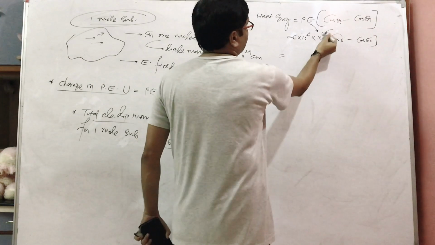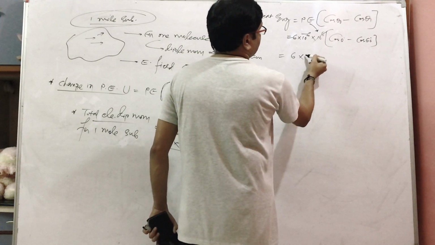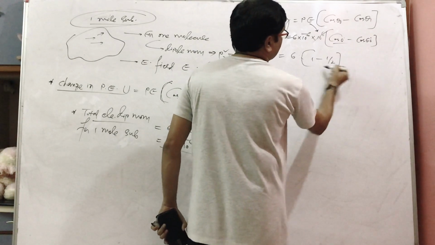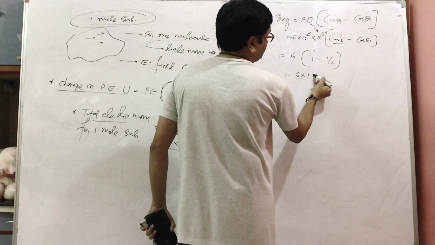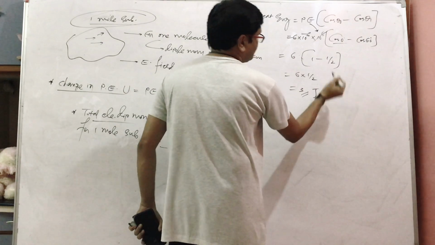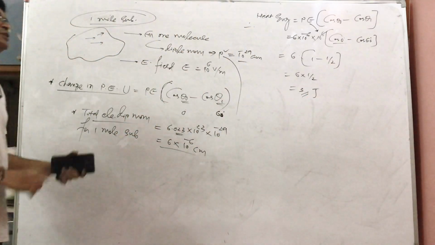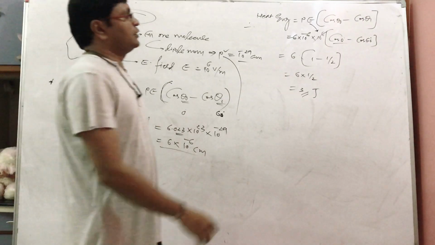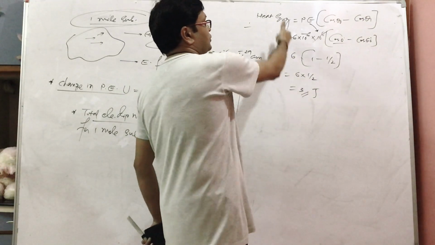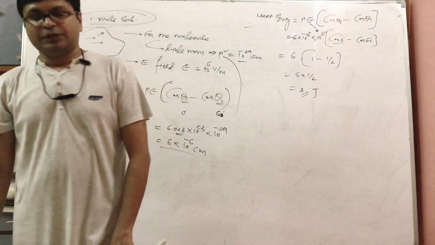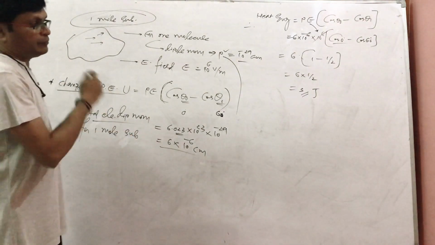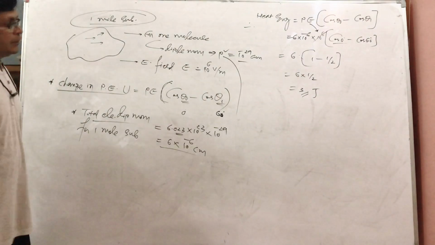If you simplify, minus 6 plus 6 cancel. And what is cos 0? It is 1, minus 1 half, that means 1 half. So obviously 3 joule. Whatever the change in potential energy, it is 3 joule, and this 3 joule is obtained in the form of heat energy. This is the most important numerical we discussed, very important from the MCQ point of view.